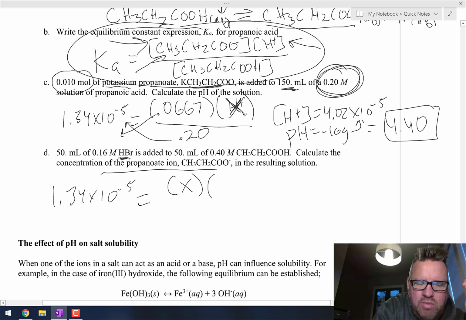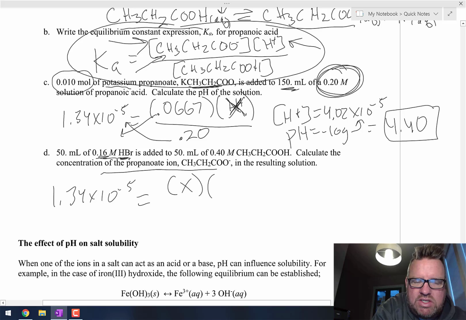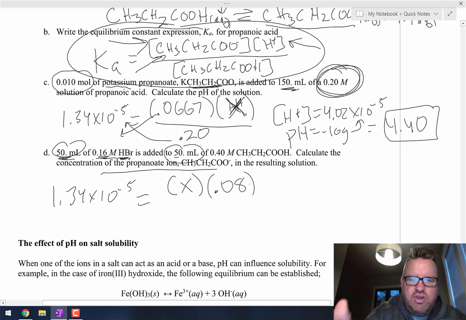Well, we've got HBr, and that's a strong acid. You got to know that. That breaks apart completely. So it was 0.16 molar HBr, but that's when we had 50 milliliters. Now we've got 50 milliliters plus another 50 milliliters is 100 milliliters. So we're going to double that volume, which reduces our concentration by half. So 0.16 divided by 2 equals 0.08. Okay, so that's our concentration of H+.